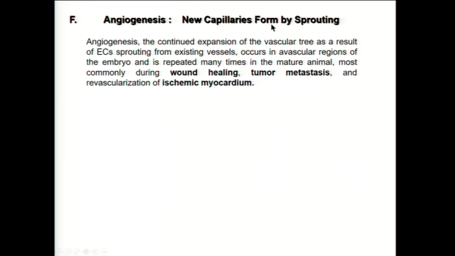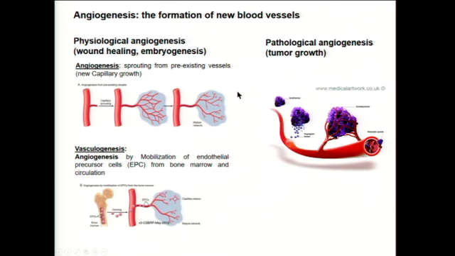Angiogenesis is we have new capillaries form by sprouting. Why should we care about that? It's really important. Wound healing, tumor metastasis, when you had an MI and you want to resupply blood flow to the myocardium, you want angiogenesis. So let's talk about this. Let's break it down. So we use the umbrella term angiogenesis, the formation of new blood vessels.